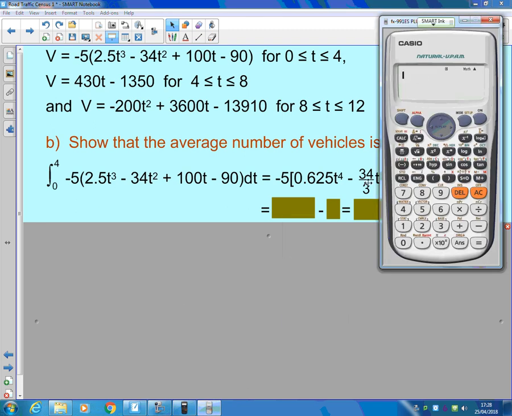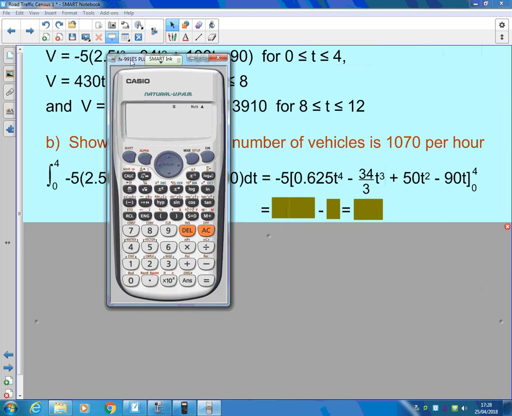Okay, now I should probably show how I'm putting it in, but I'm running out of time. So what I'm going to do is go across here and just type it in. I'm in node 1: minus 5, open brackets, 0.625 alpha x to the power of 4, take away brackets, fraction, 34, oops, I forgot to move to the right, take away fraction, 34 over 3, move to the right, alpha x cubed, move to the right, plus 50x squared minus 90x. Okay. Close my brackets.